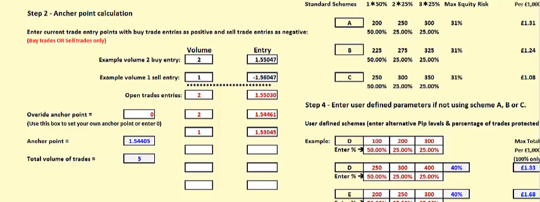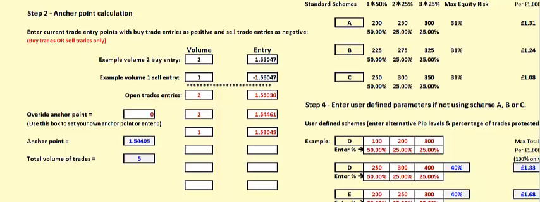You can see it in blue, 1.54405. So that is the point from which all of the values of the defense levels will be calculated. Now there may be circumstances where you want to not use the weighted average as your anchor point. You want to choose one of your own for some different reason. There's an override anchor point entry facility. Simply put in the price that you want to use as your anchor point into there, and that will then be used for all of the calculations.